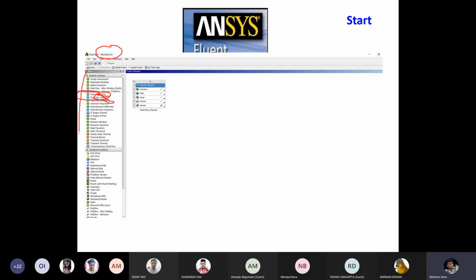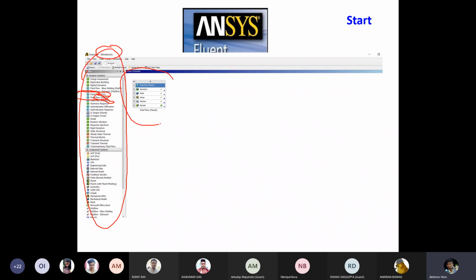Actually this left hand window will show you several options, because ANSYS is a bunch of several codes. Fluent was earlier a separate independent company. Later on ANSYS took over it and it became a module of ANSYS. So these are different modules, and all of these have some special feature for a particular set of problems. So you go to the Fluid Flow (Fluent) option. If you click that, this window will come.